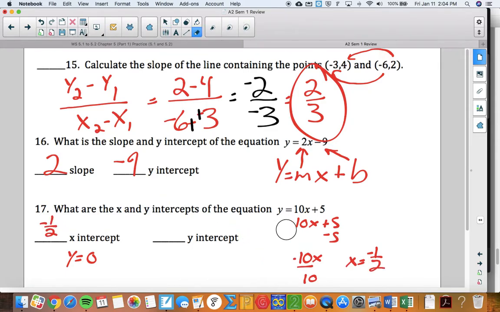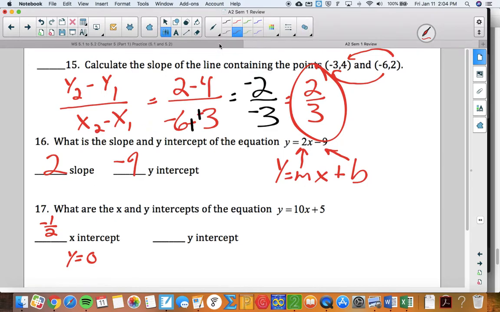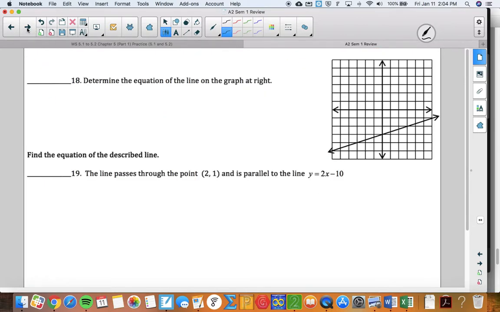What is the y-intercept? Well, we could plug in 0 for x, but this is in slope-intercept form. You'll still get the right answer, but the y-intercept is just 5. That's the beauty of slope-intercept form. That intercept is specifically your y-intercept.